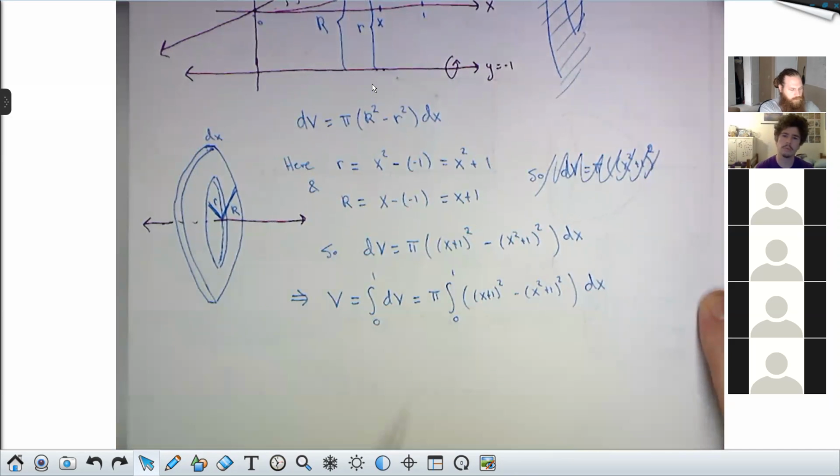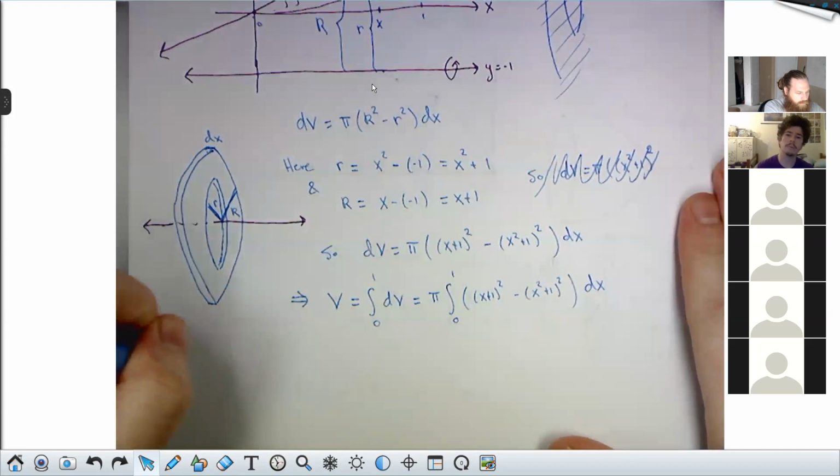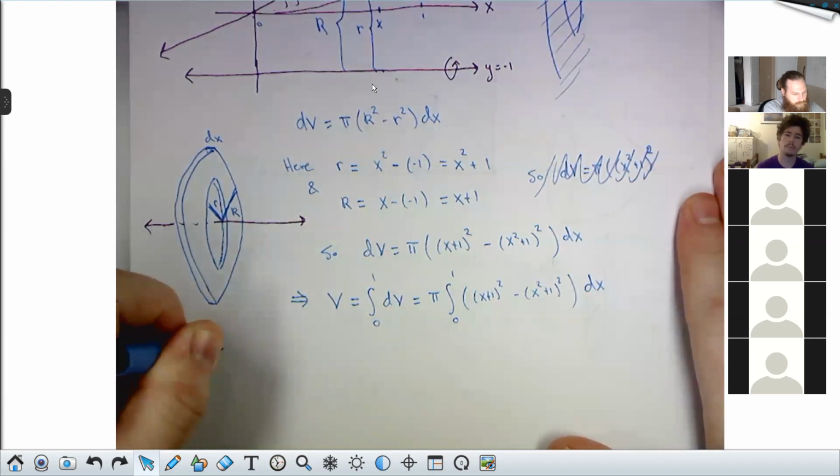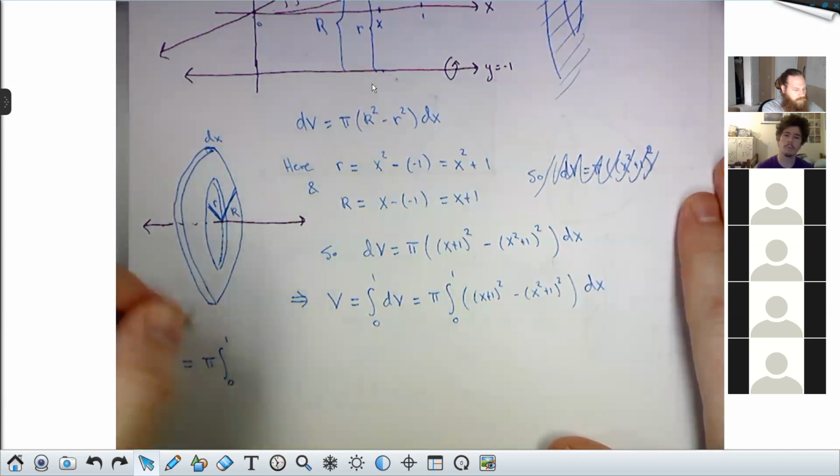And the integral here isn't challenging. I don't want to burn too much class time on it, but I feel it would also be in bad taste to leave it alone. So let me get us started on this at least. Pi integral 0 to 1.